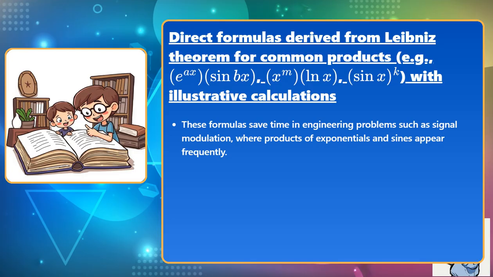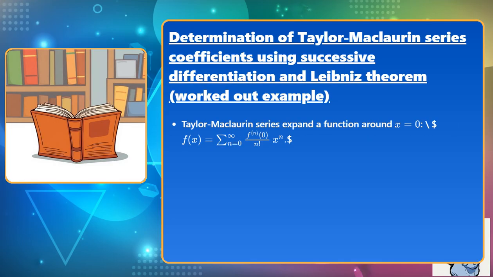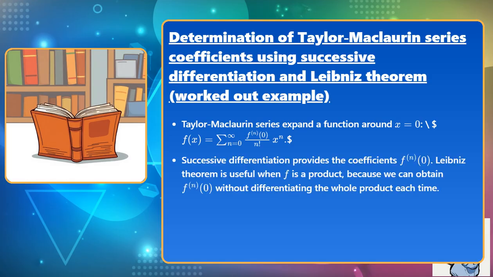Taylor-Maclaurin series expand a function around x equals 0. f of x equals the sum from n equals 0 to infinity of f superscript n of 0, divided by n factorial, times x to the n. Successive differentiation provides the coefficients f superscript n of 0. Leibniz theorem is useful when f is a product because we can obtain f superscript n of 0 without differentiating the whole product each time.